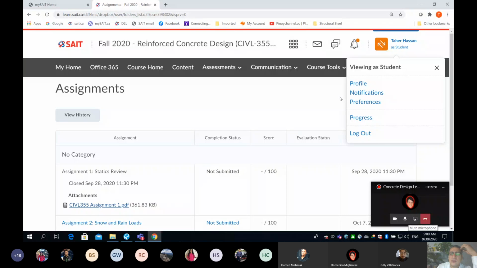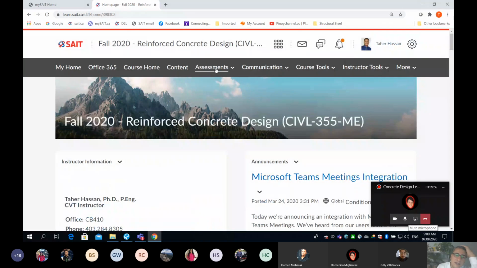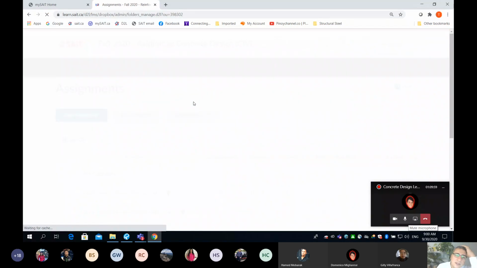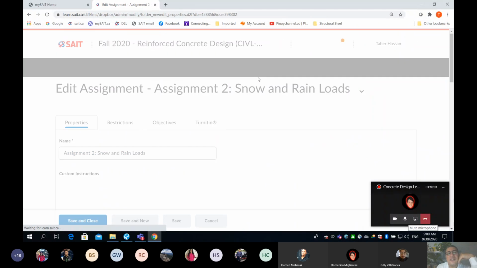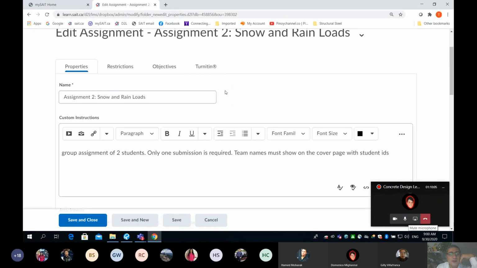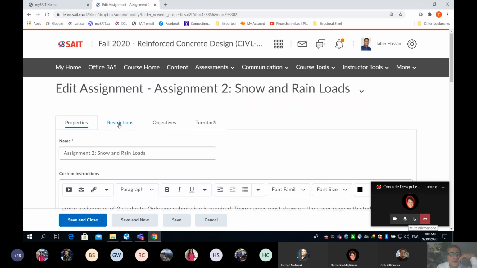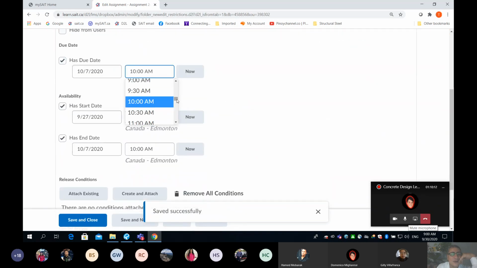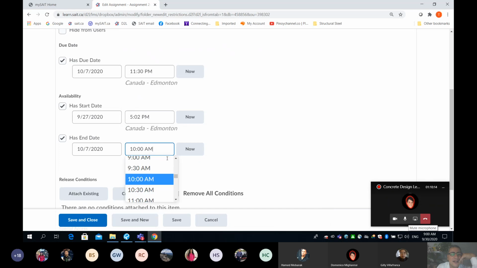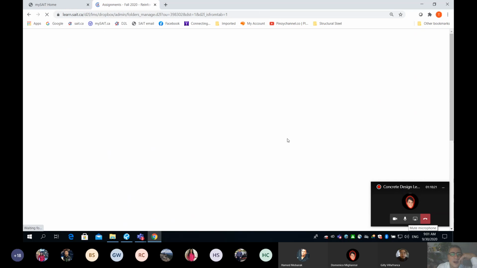Okay, so I'm going to do that now so I don't totally forget. So assignment, and then edit, this one, edit. See, it's very simple. We just have to be on good terms. That's all you have to do. Restrictions, and then this is going to go to midnight, and this one is going to go to midnight. Very simple, right? And then here we go, save and close.